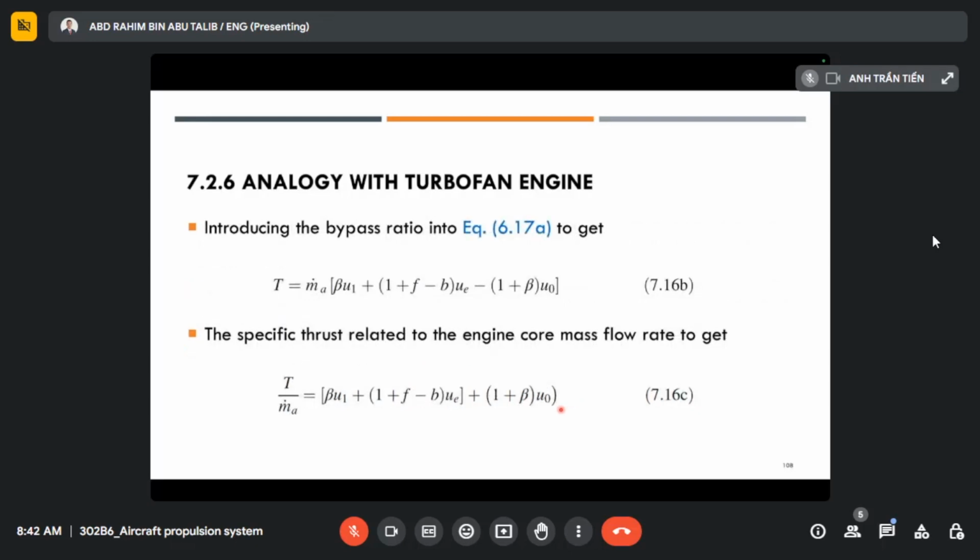Introducing the bypass ratio into the equation, again this is slightly wrong, not 617A, it is 716A. So this is again wrong, and you get the expression of 716B, putting the bypass ratio value over there, the specific thrust related to the engine core mass flow rate, to get to this expression 716C, where this one is just the thrust, and this is the specific thrust, where you divide the thrust by the mass flow rate.